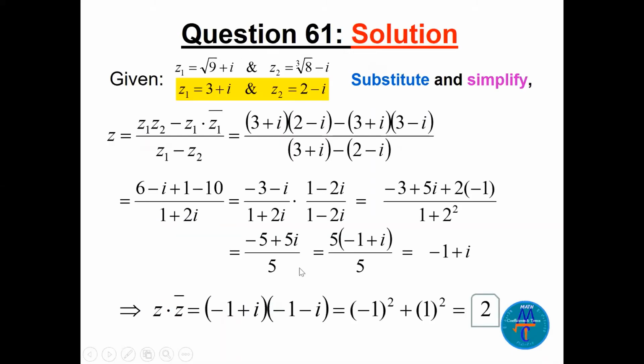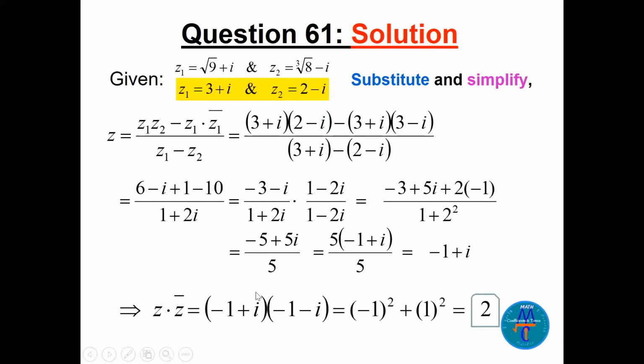It's not that difficult. So you put 3 plus i, 2 minus i, you multiply. Here multiply by the formula z1, z1 bar. Here we subtract until you get minus 3 minus i over 1 plus 2i. Multiply by the conjugate. In the numerator, we multiply by the FOIL method. Here by the formula, 1 squared minus 2i squared, that's 5. So now z is minus 1 plus i.